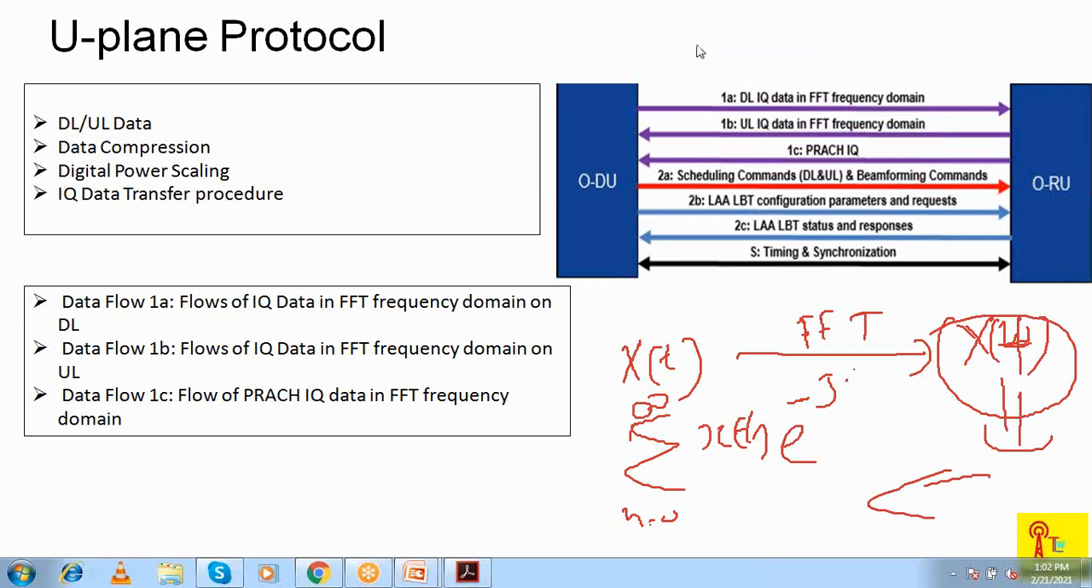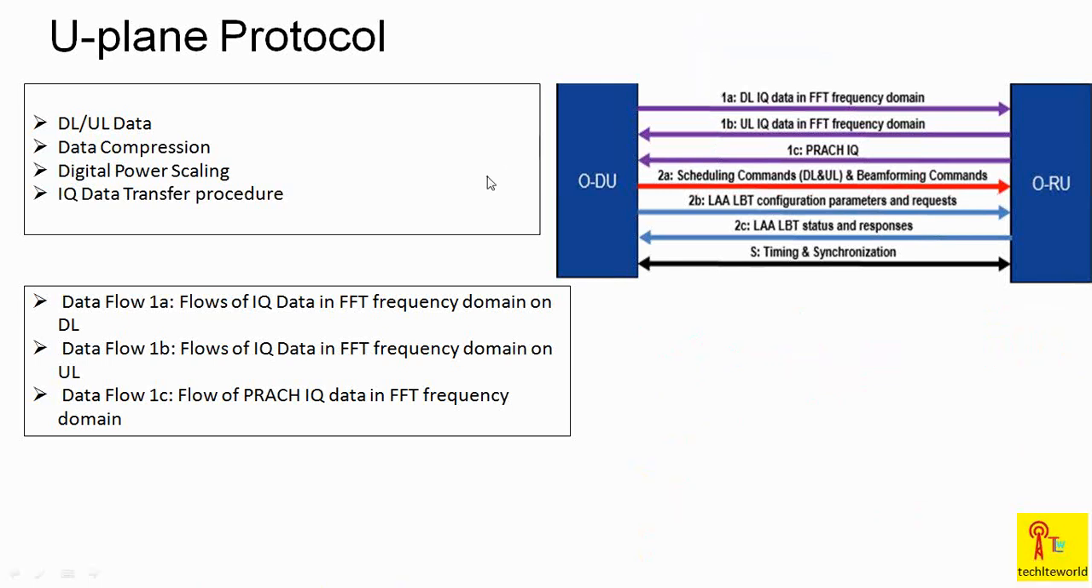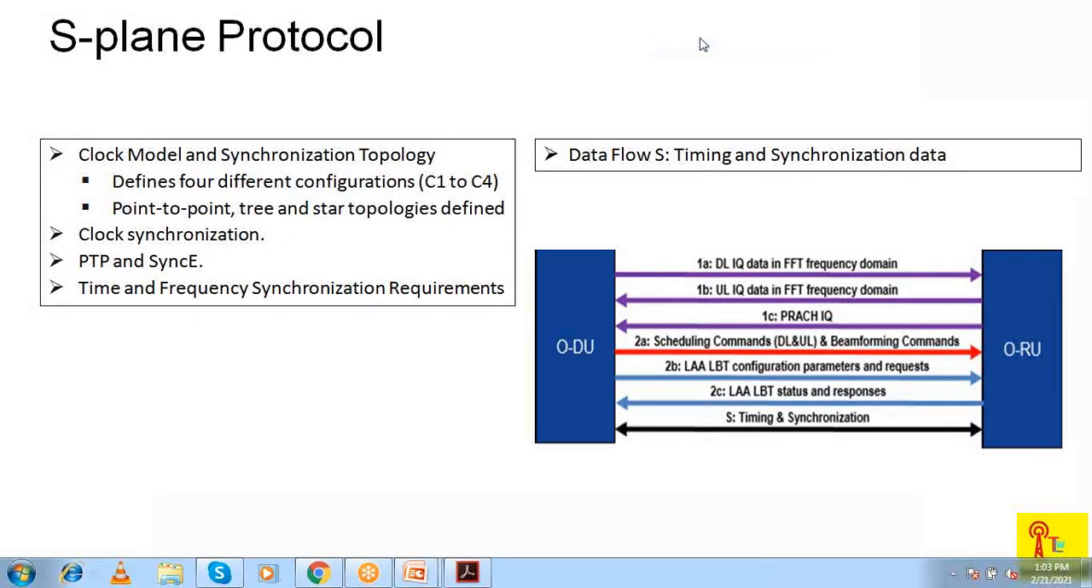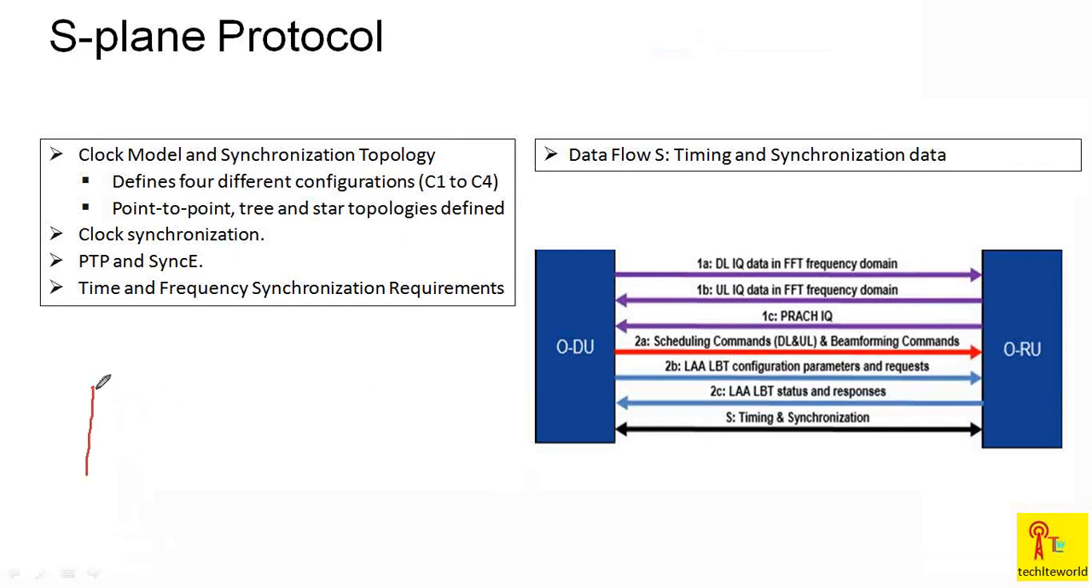So next is very interesting. S-plane data. Basically what is the S-plane? S-plane means synchronization plane. So synchronization means if we are using different nodes in ORAN, right? This is the ORAN. This is the DU, this is CU. Suppose we are talking about only DU and RU.